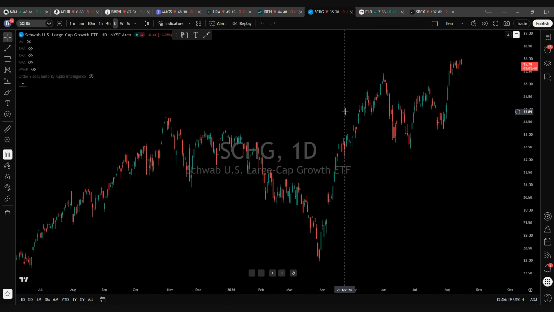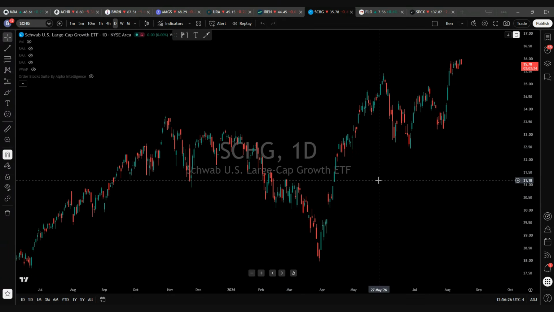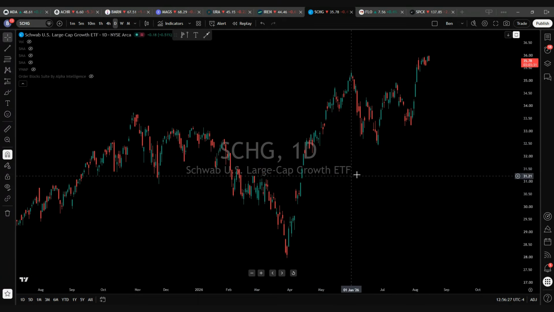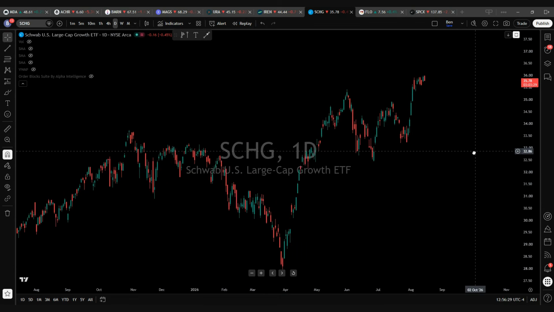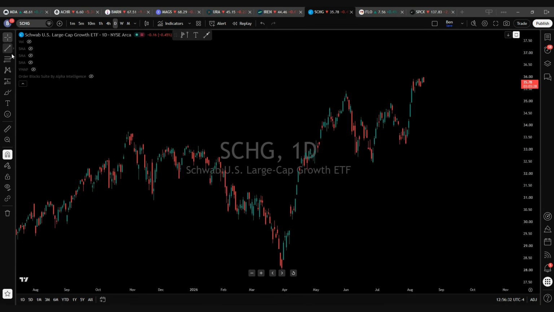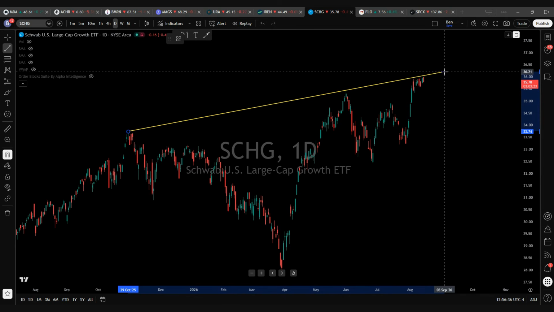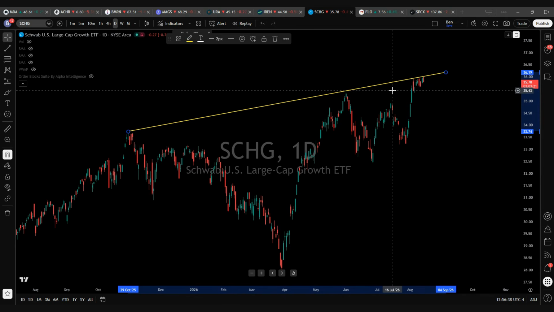SCHG. This is a Charles Schwab US Large Cap Growth ETF. Now, this pays like a 0.37% dividend. So it's not considered, for me at least, a dividend paying stock that I would hold long term based on the dividend. So here's this upswing trend line. Nice up move, sideways consolidation at the upper end of the flag. And so this is telling me that we could start to break out to the upside.